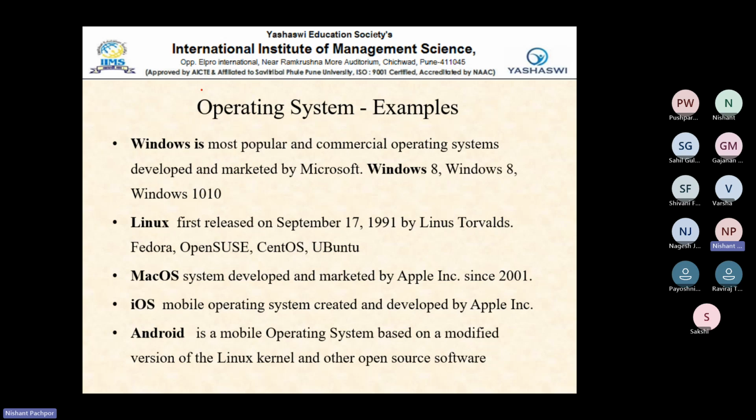So these are the different Windows operating systems, and most of the world is using the Windows operating system, most popular. And then Linux is there. Windows was designed by Microsoft. Then Linux was released on 17th September 1991 by Linus Torvalds. So this person designed the Linux operating system.